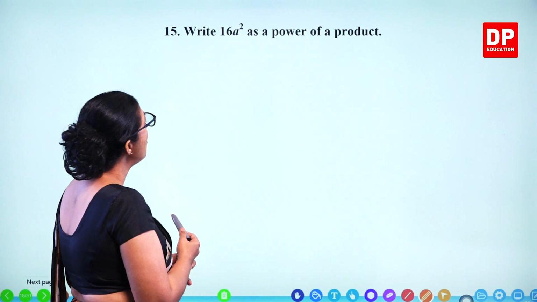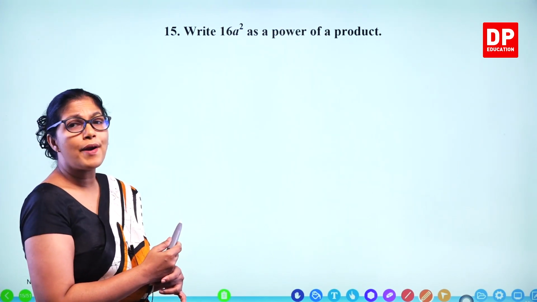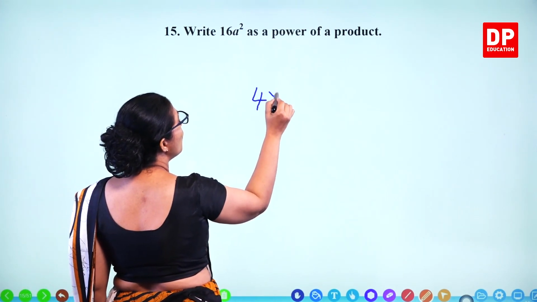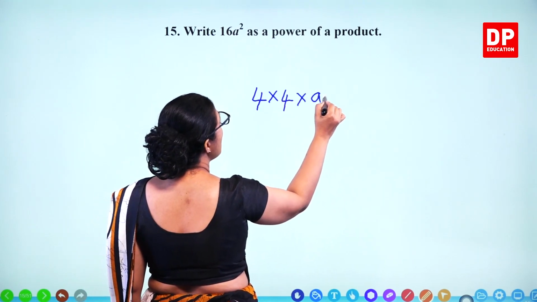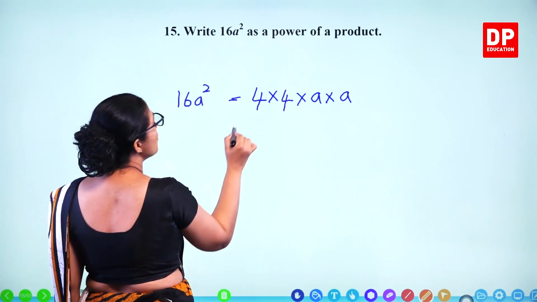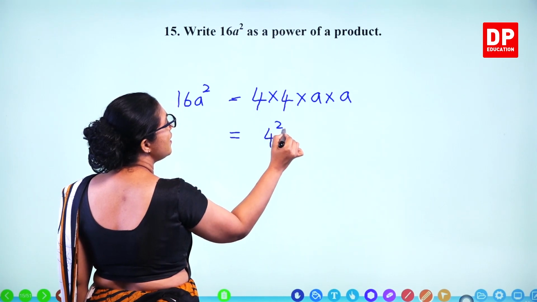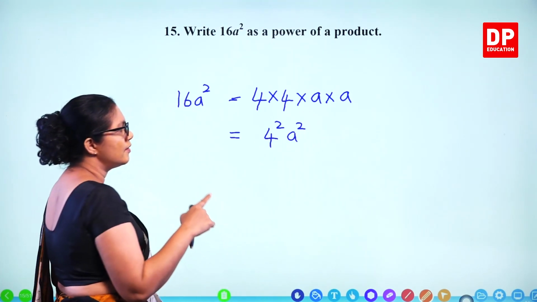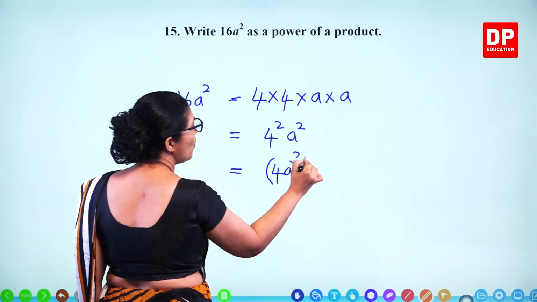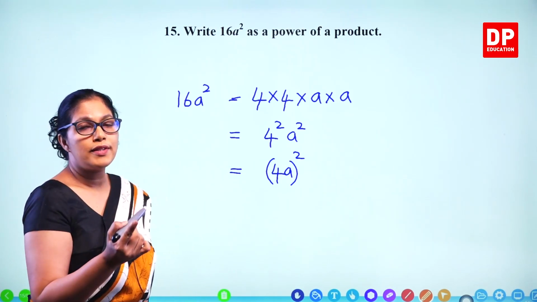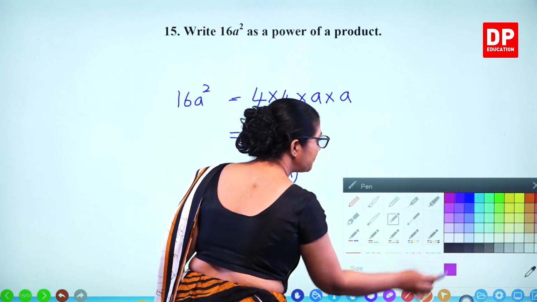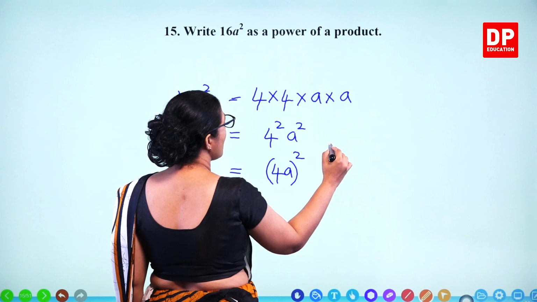Question number 15. Write 16a squared as a power of a product. 16 is what? You can write 4 times 4, and a times a. So 16a squared, you can write as 4 squared and a squared. Same power, so you can put that outside. You can write (4a) whole thing squared. So (4a) squared means 4a into 4a. That becomes 16a squared. 2 marks.